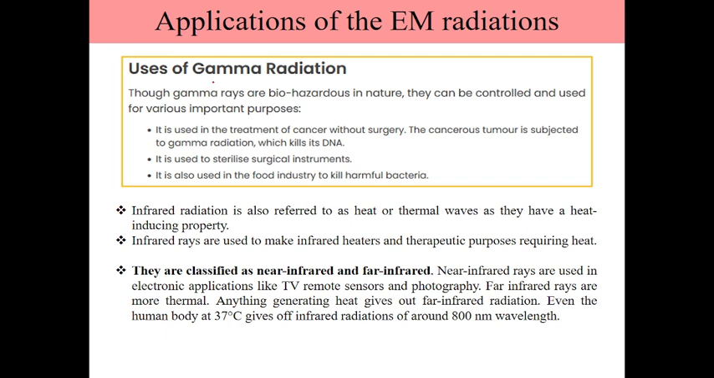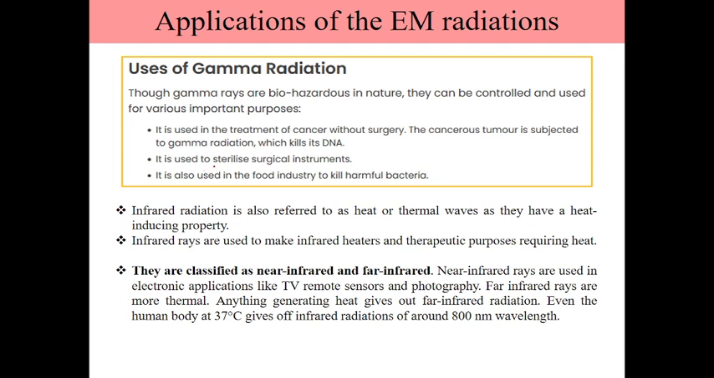So look at gamma radiations. Gamma radiations are biohazardous in nature. Yes, because they can pass through matter. They can completely penetrate your skin and they cause various types of anomalies in the skin. So they can be controlled and used for various important purposes. One of them is the treatment of cancer without surgery. The cancerous tumor is subjected to gamma radiation which kills its DNA. It causes some kind of mutations in DNA and then it actually kills the cell.